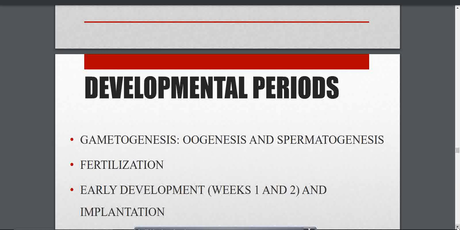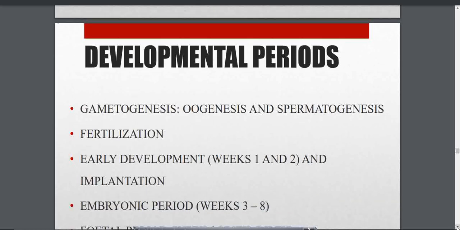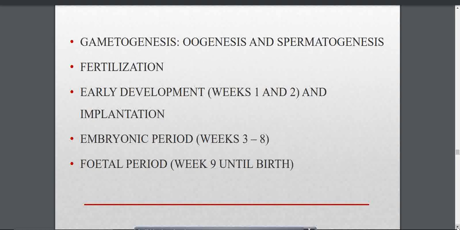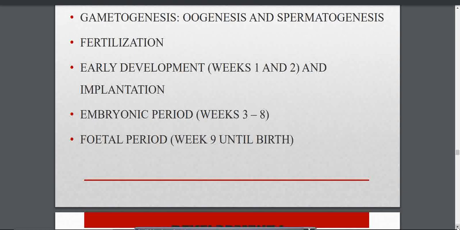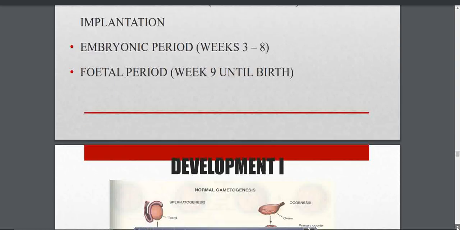Then we have fertilization. Fertilization is after the ovum and the sperm fuse. Then you have early development, which covers weeks 1 and 2, and implantation takes place. Then you have the embryonic period, 3 weeks to 8. You need to know exactly these weeks. Then you have the fetal period, week 9 until birth.